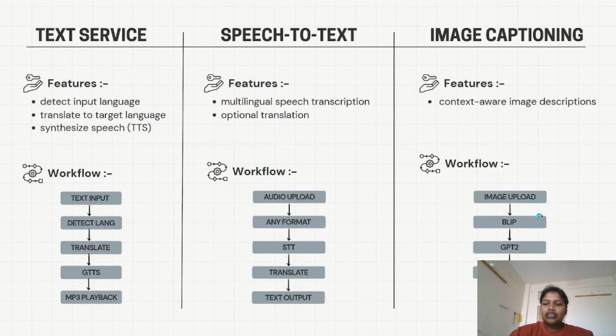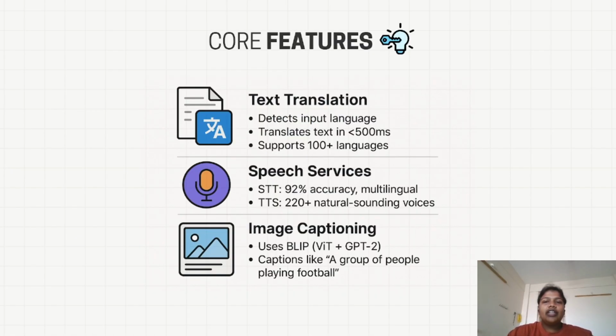So next are the core features. There are three core features: text translation, speech services, and image captioning. In text translation, it detects input languages, translates text in less than 500 milliseconds, and supports 100 plus languages. Speech services translate from speech to text and text to speech. As we can see, 92% accuracy is provided in speech to text, and there are 200 plus natural-sounding voices in text to speech. Using image captioning, we use the BLIP model for captions like a group of.